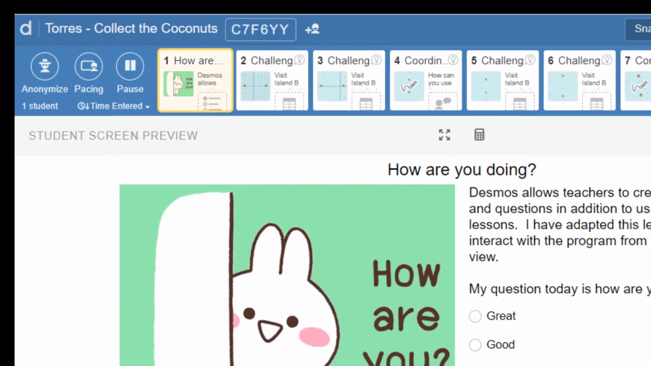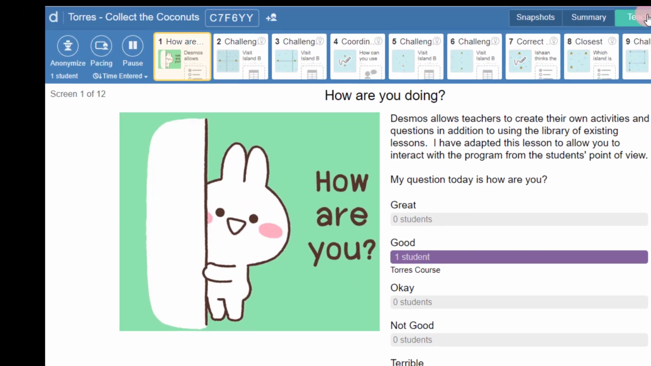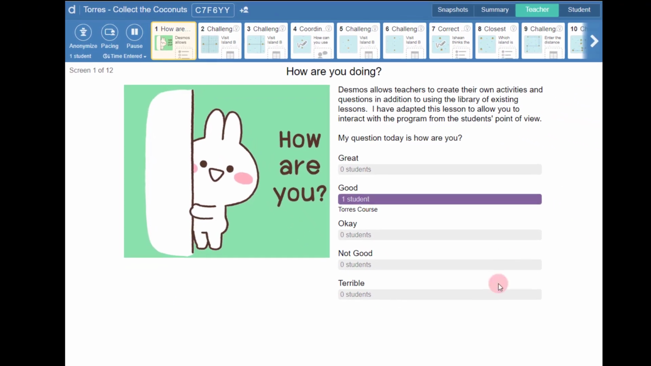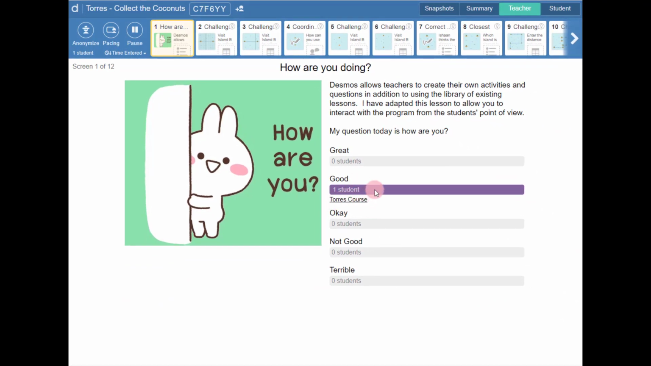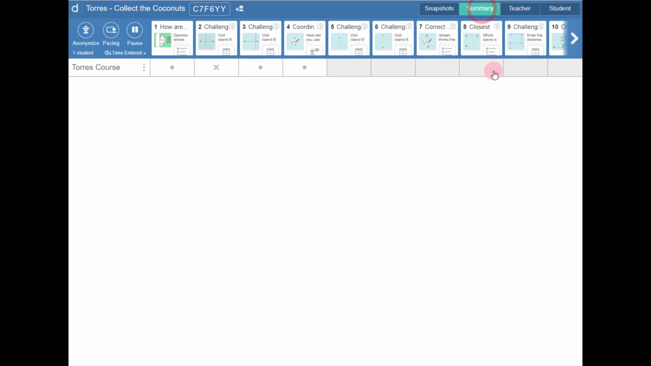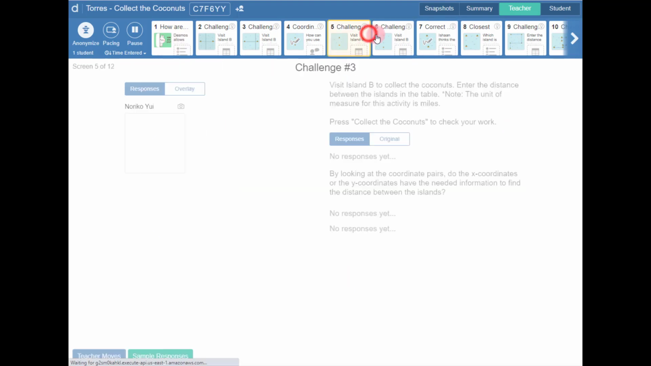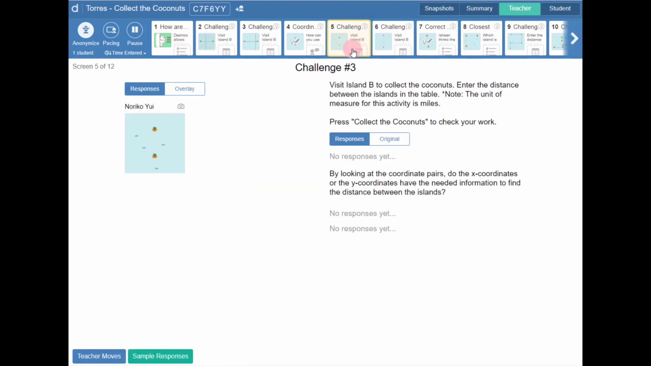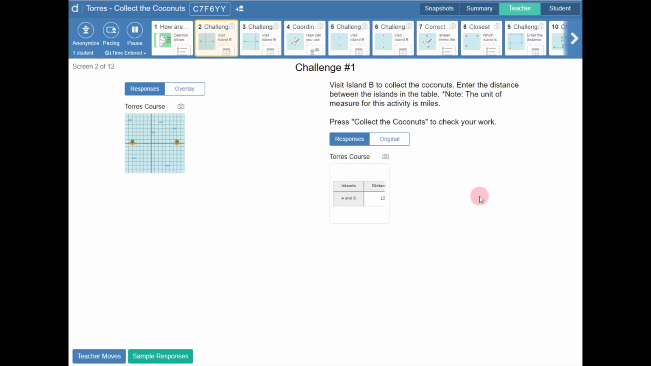This is what the student sees. This is what the teacher sees, so that it can show who is feeling great, who's feeling okay, etc. This is a summary of where the students are. I can see where the students are working and how I can pull ideas out of here. I can pull ideas or snapshots out of here for me to post.